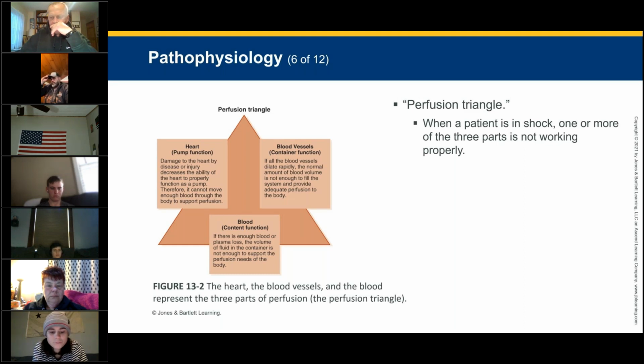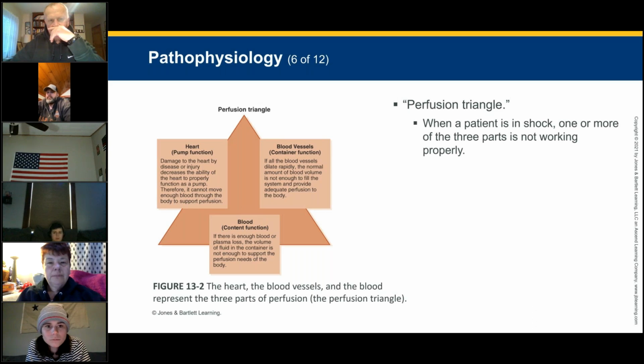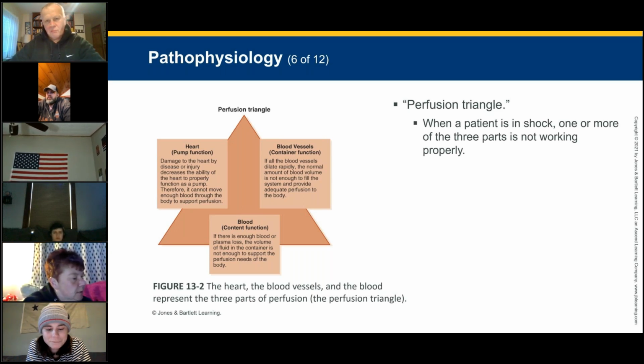The heart. Any damage to the heart that's caused by disease or injury decreases the ability to properly function as a pump. Therefore, it can't move enough blood through the body to support perfusion. The blood vessels, if they all dilate rapidly, the normal amount of blood volume is not enough to fill the system and provide adequate perfusion out to the body. And then the blood itself, if there's not enough blood or if you have plasma loss, the volume of the fluid in the container is not enough to support the perfusion needs of the body.